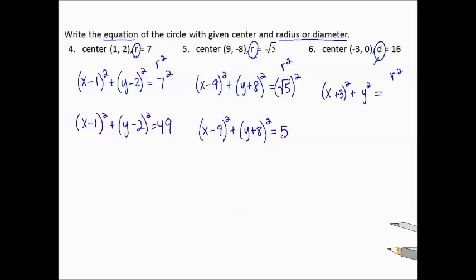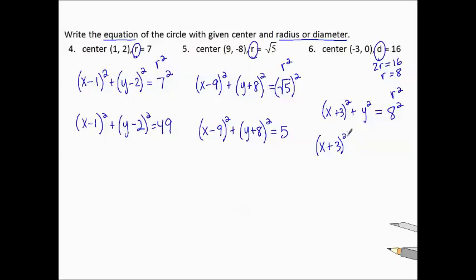Remember that the diameter is twice the radius. So 2r equals 16. Therefore, the radius is half of that. The radius is 8. So 8 squared is what we're plugging in our formula, or our equation for the circle. And then 64 finally. That's not too bad, right?